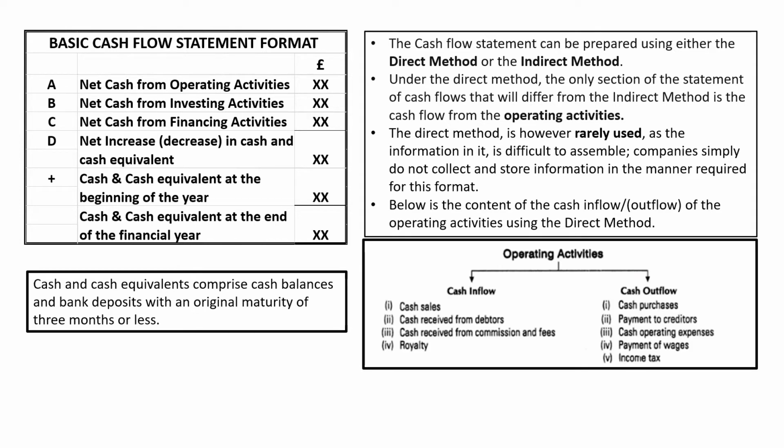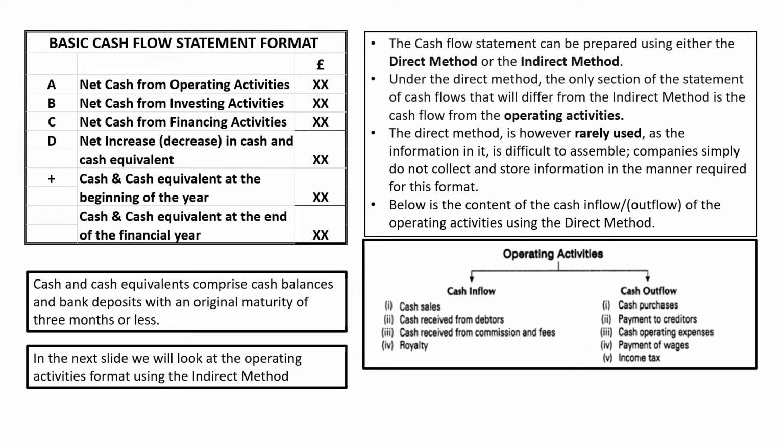So you can see here, for example, in the cash inflows, you have got cash sales, cash received from debtors, cash received from commission and fees, royalties received, and on the cash outflow side, we have the cash purchases, payments to creditors, cash operating expenses, payment of wages, and income tax. These are broadly similar to the items that you would find in an income statement. In the next slide, we will look at the operating activities using the indirect method.